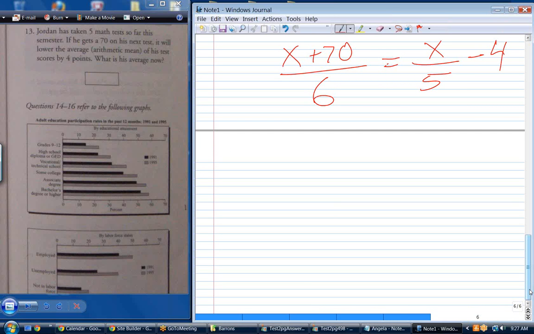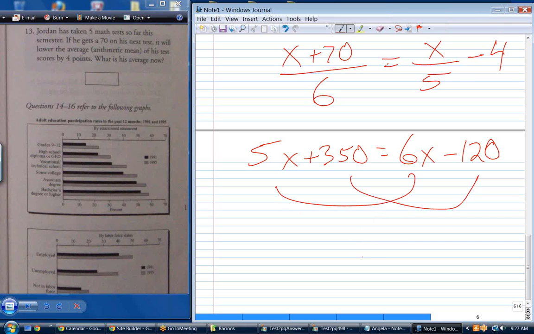What's the easiest first step to solve this? I'll probably multiply both sides by 30. Okay, good. I'm going to take that over there and this over here, merely because that gets it solved the quickest and the easiest.